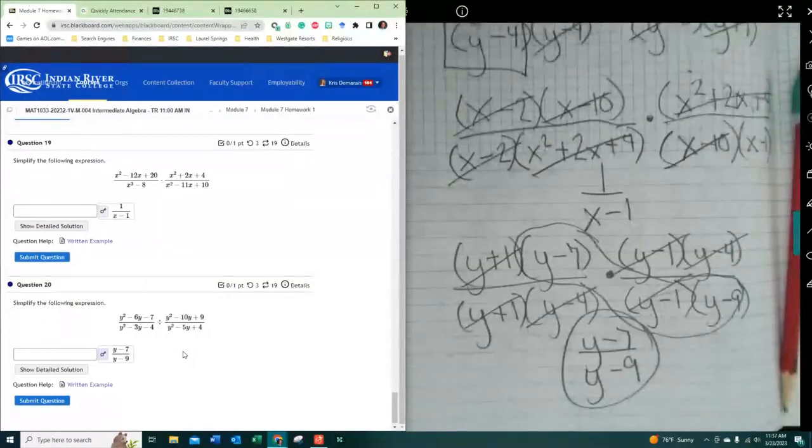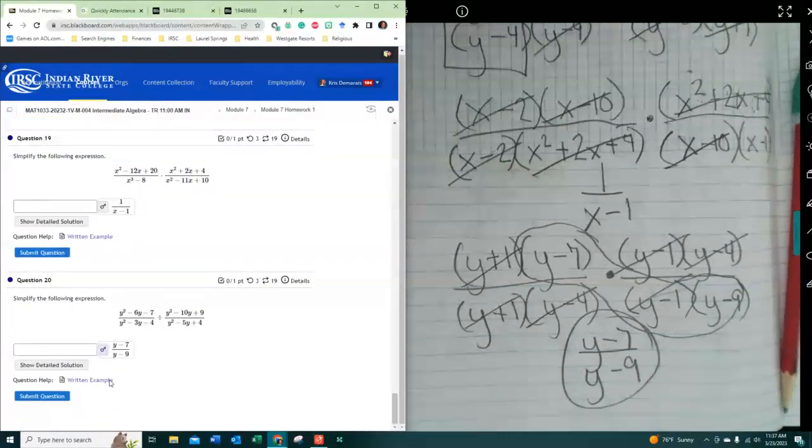Okay, so we have our process now. We have our ways about approaching this. And so you got the strategies. That's homework 1 of module 7.